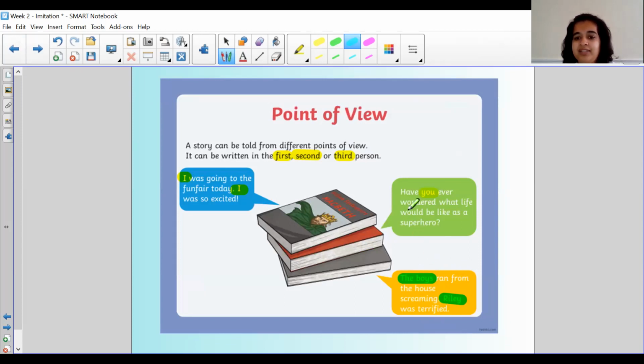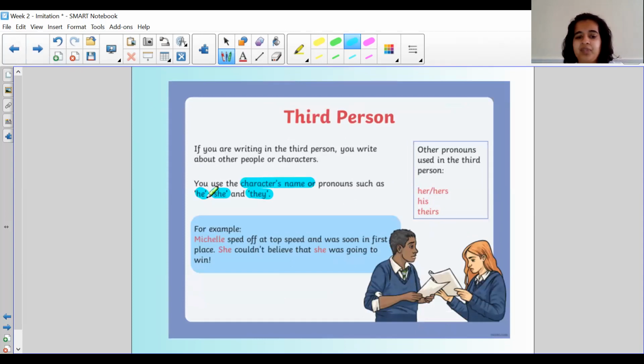Okay, second person, because we're talking about the reader, you, and then first person, because we're talking about ourselves. Okay, so an example of third person: Michelle sped off at top speed and was soon in first place. She couldn't believe that she was going to win. It's not I, it's Michelle. It's not "I couldn't believe I was going to win." She couldn't believe. Okay, it's all about Michelle.